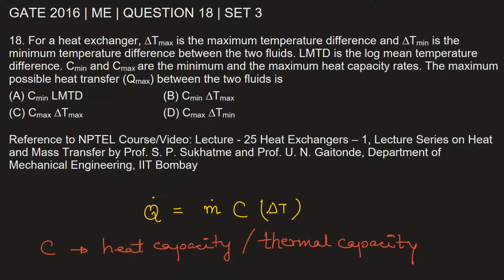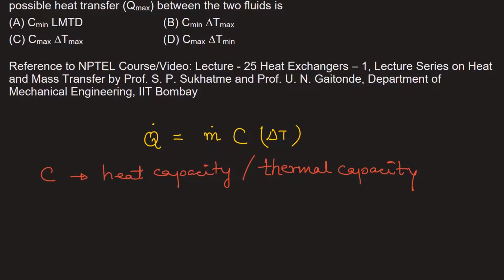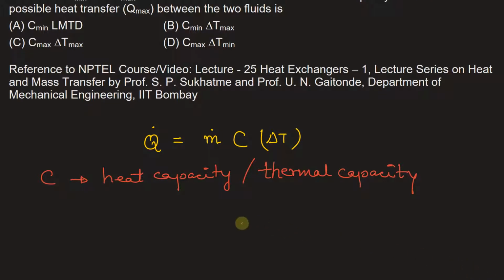Now this heat capacity is defined as the amount of heat supplied to a body to produce unit change in its temperature. So mathematically C can be written as 1 by m, limit delta T tends to 0, Q by delta T.